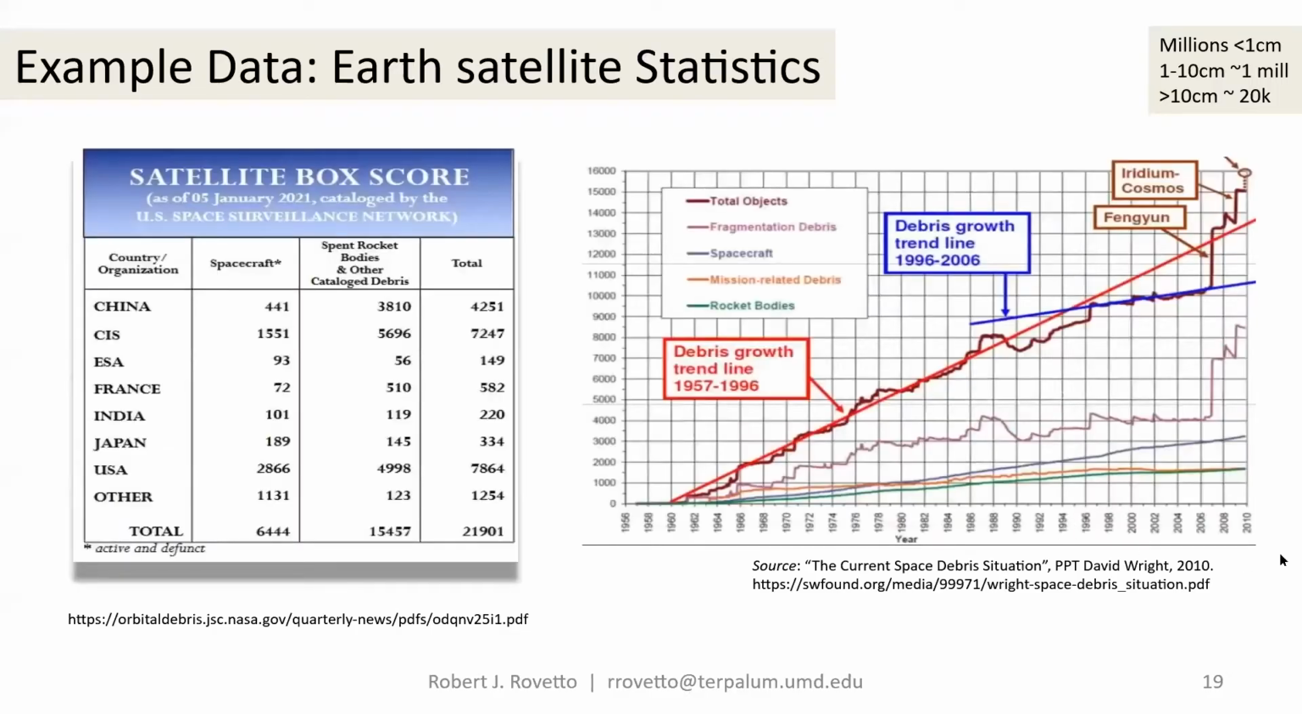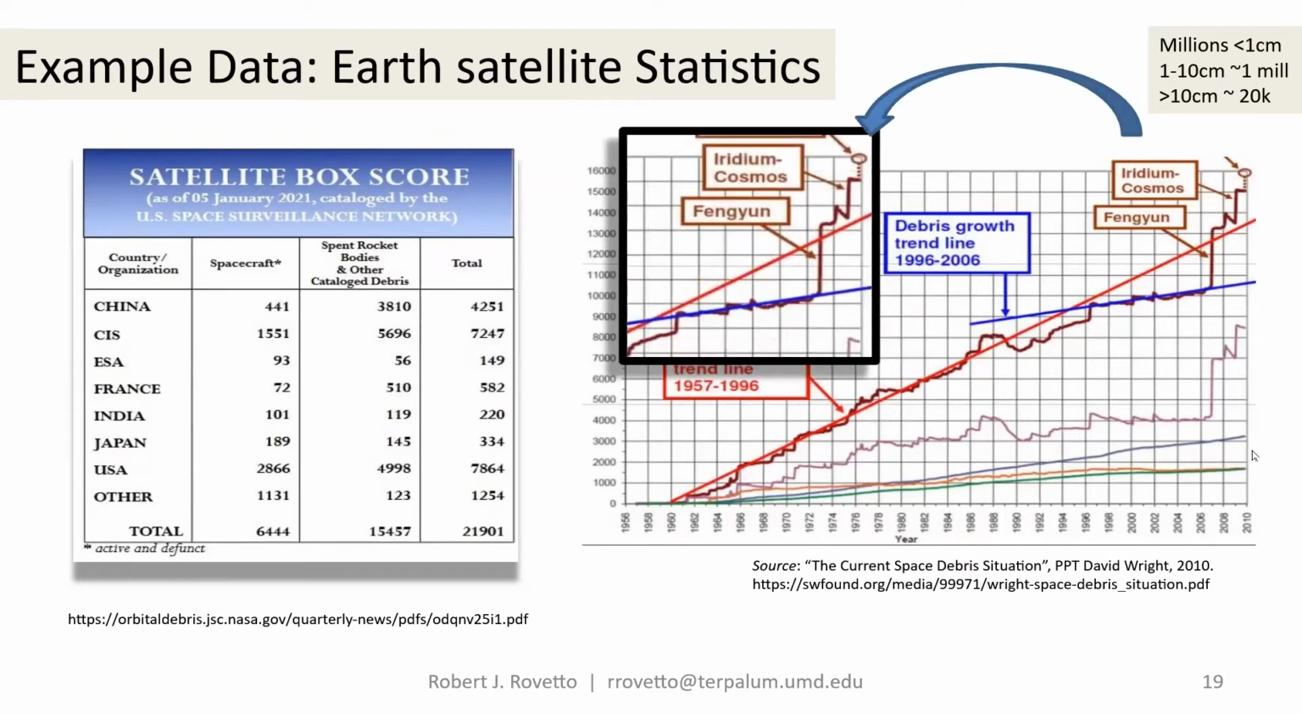Some example data are these statistics for Earth orbiting satellites. On the left side here, we see total numbers of active spacecraft by country. On the right, we see a trend of increasing number of space trash, as it were, so debris. And this has been growing due to a number of particular events and increased human activity.